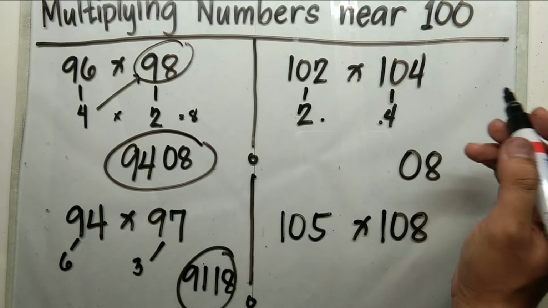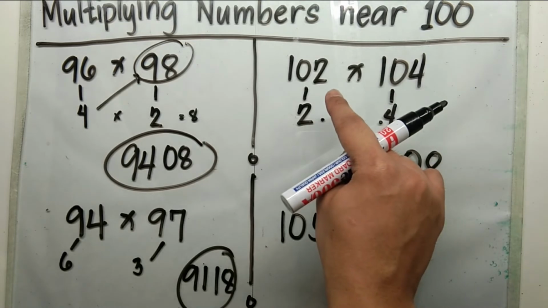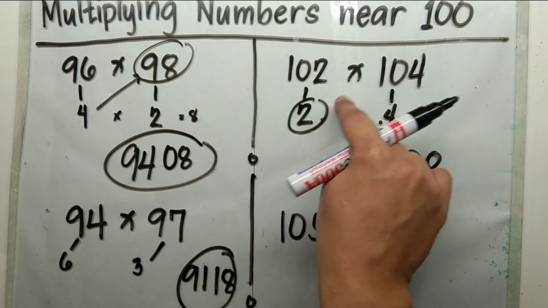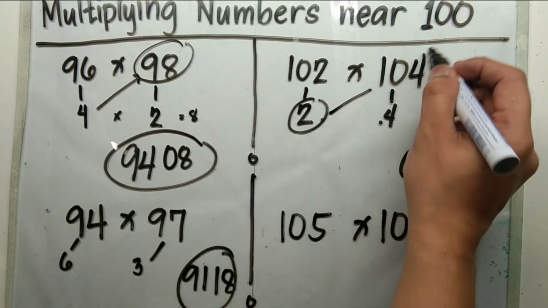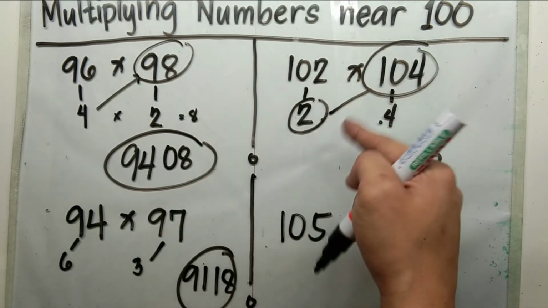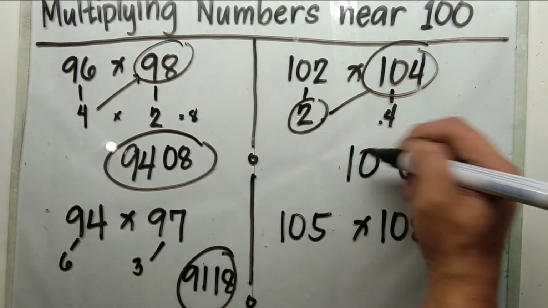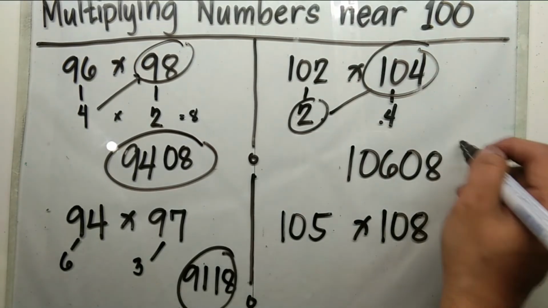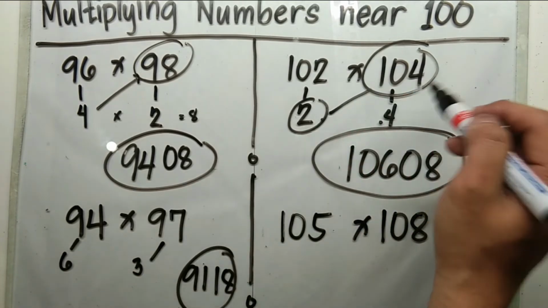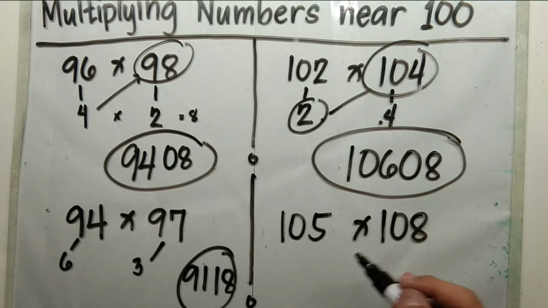Now this time, since the numbers are greater than 100, you will add the difference to the opposite number. So instead of subtraction, you will add. Lesser than 100, subtract. Higher than 100, you need to add. So 104 plus 2, that's 106. So the product obtained when 102 is multiplied by 104 is 10,608.